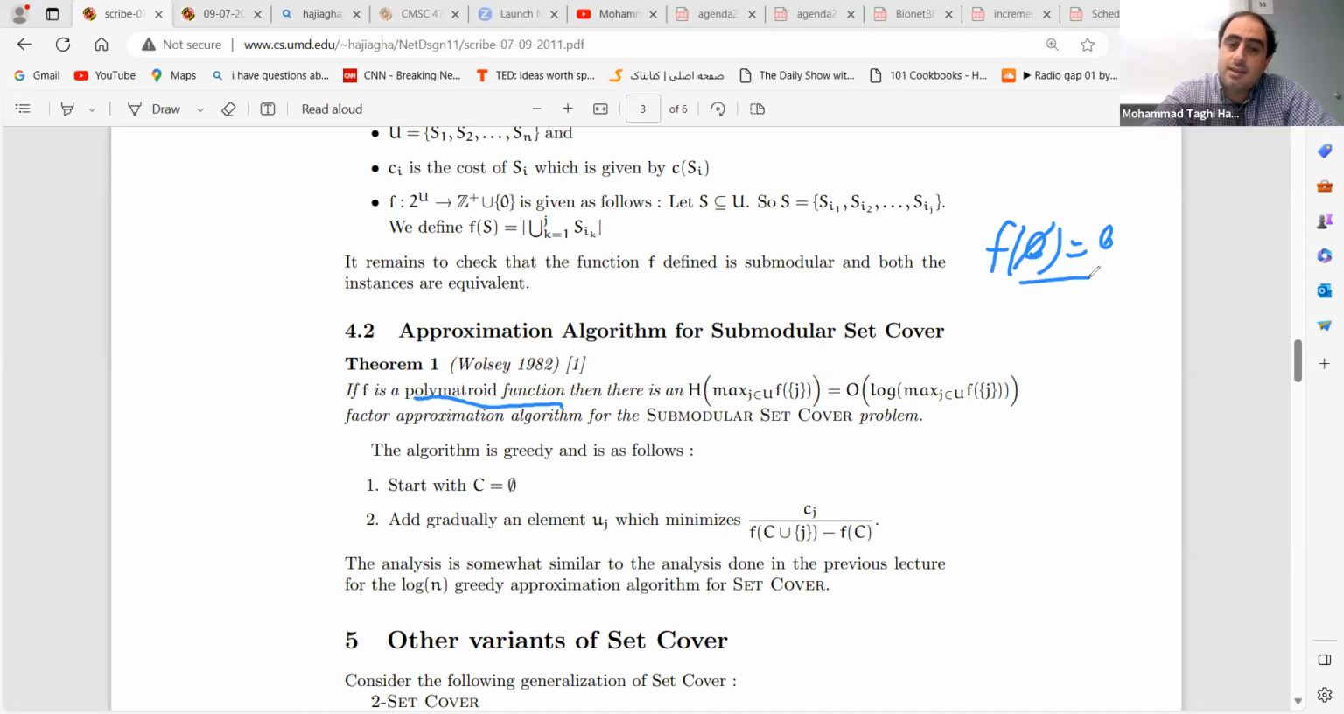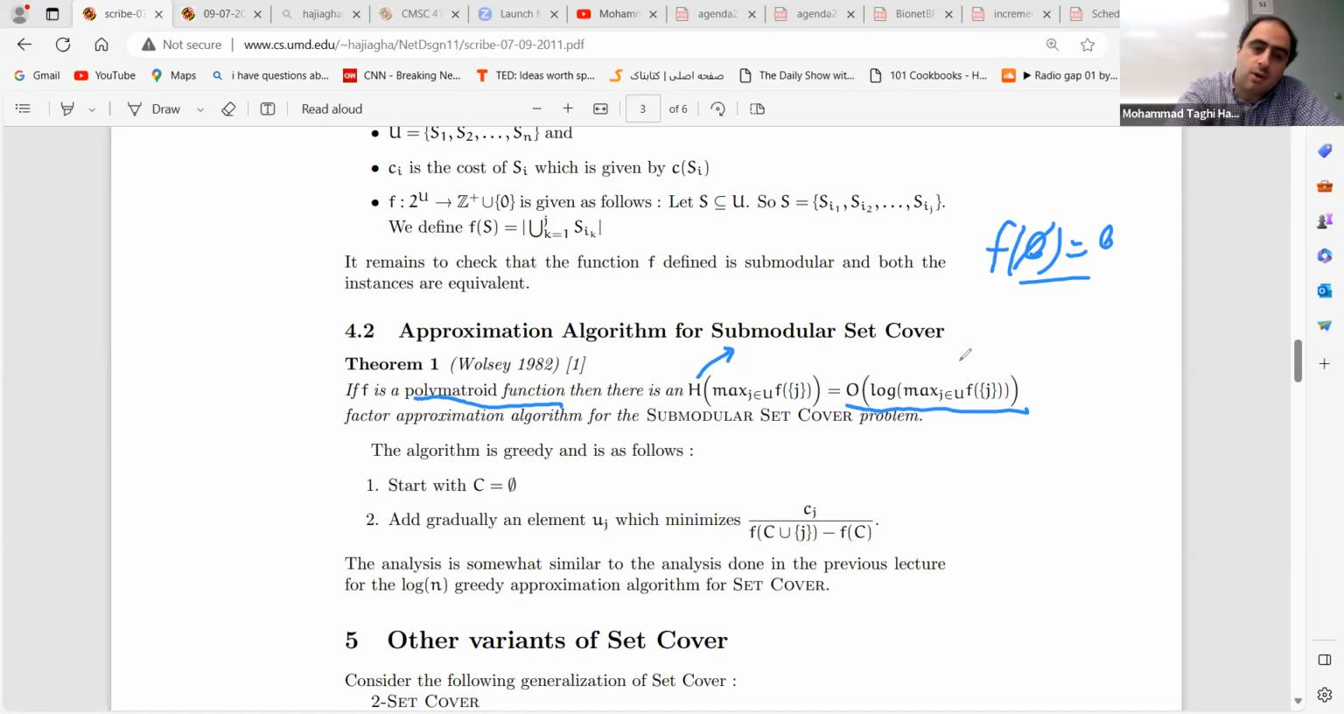Then there is an H, which is essentially the harmonic number, of the max over j belonging to U of f of j. Consider the individual elements j and take f of those; the max of them, and the harmonic number of that, and all of them are integers. The harmonic number would be just some log, so it would be order log of the max over j in U of f of j. There is a log n factor approximation for the submodular set cover problem.